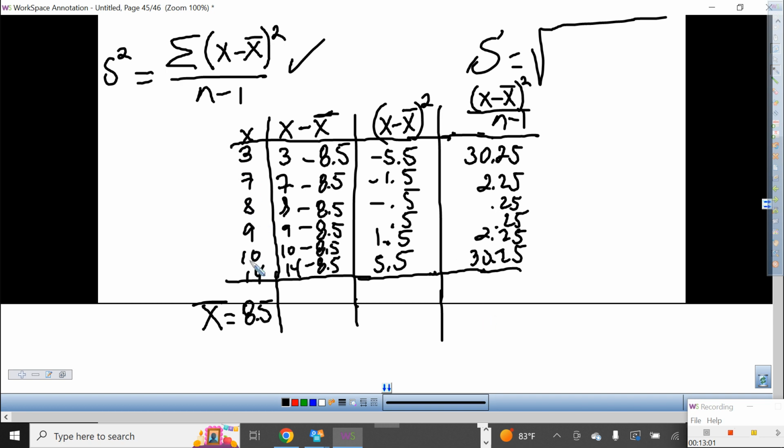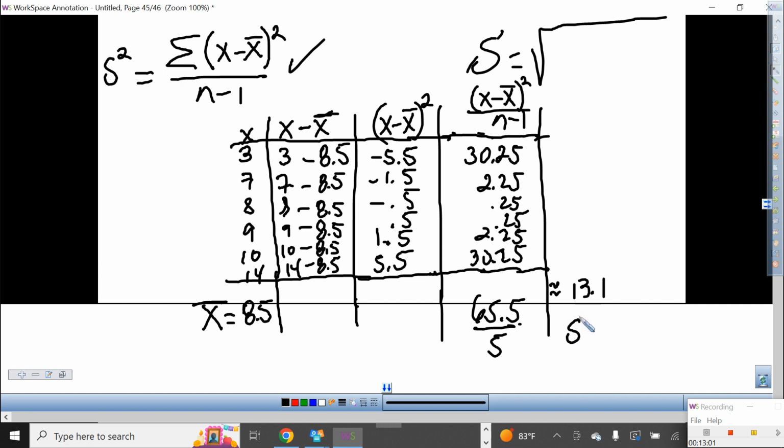how many numbers? 6 minus 1 is 5. So you're going to add all this and divide by 5. Who's got the sum of this? 65.5? Yeah, 65.5. And that gives us, what is it? 13.1 approximately, okay. And that's our variance, right?